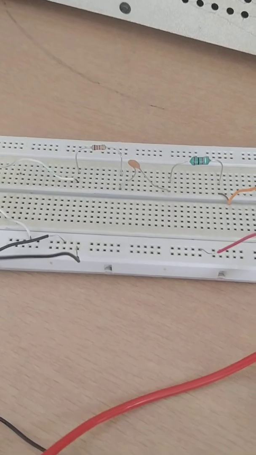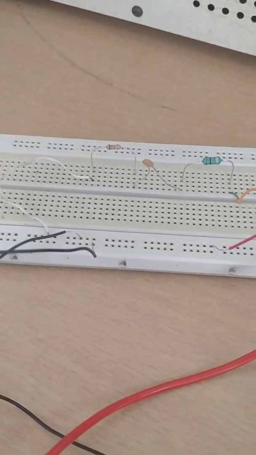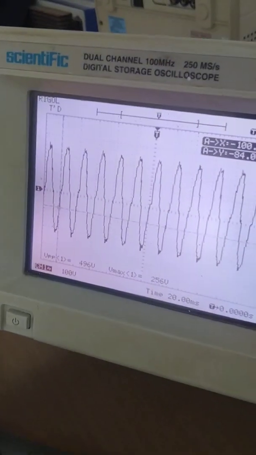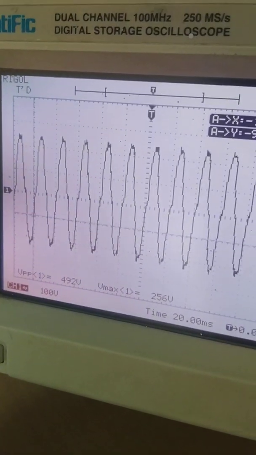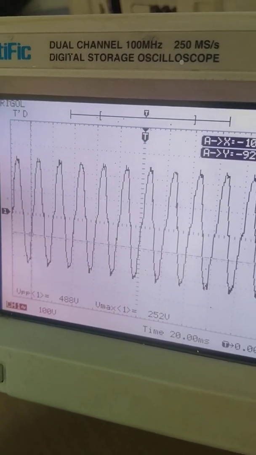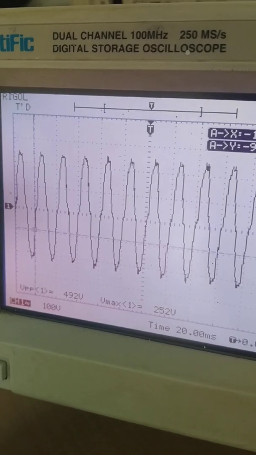So in this way we can observe the step input response of RC and RLC circuit. Thank you.